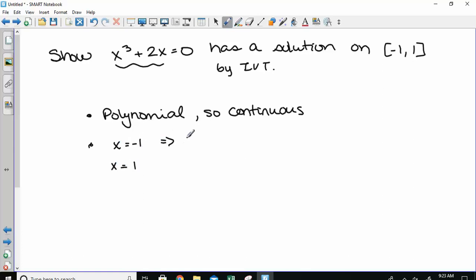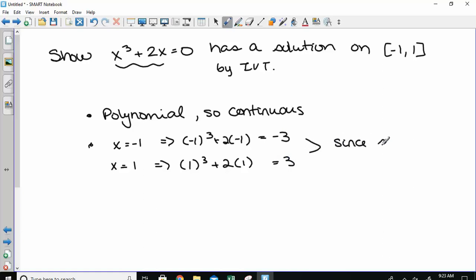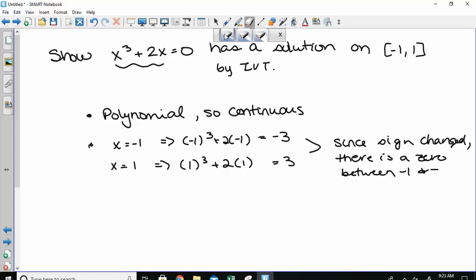If I plug in a negative 1, cubed plus 2 times negative 1 is negative 3. If I plug in a positive 1, we get positive 3. And then you have to write me a little conclusion. So since the sign changed, so we have a continuous function and there's no breaks in the graph. So the only way it can go from a negative to a positive is if it crosses 0 between those 2 x values.